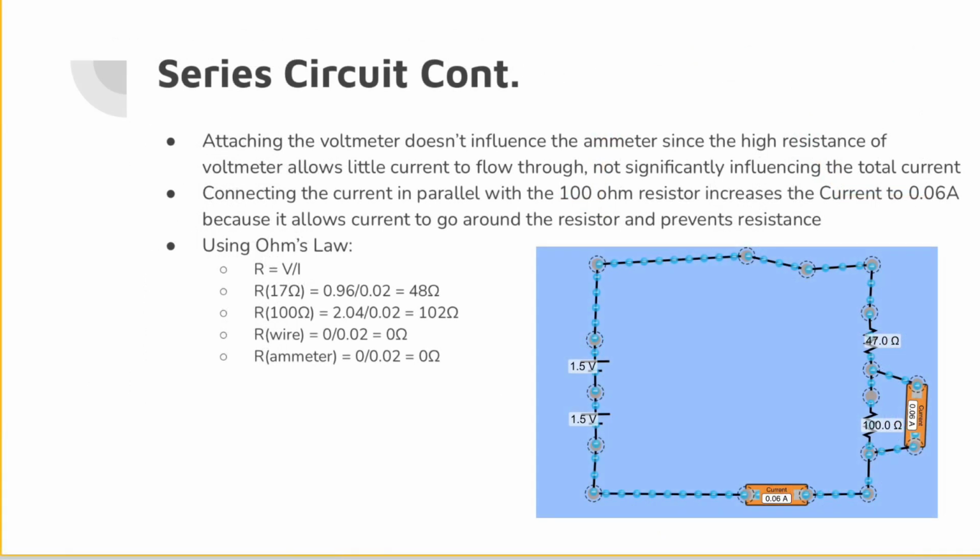Then we put an ammeter in series with the 100 ohm resistor. We found that attaching the voltmeter doesn't influence the ammeter, since the high resistance of the voltmeter allows little current to flow through, which doesn't significantly influence the total current. We also found that when we connected the ammeter in parallel, the current increased to 0.06 amps because this allowed the current to go around the resistor and prevent that resistance. Then we calculated the resistance of each resistor.